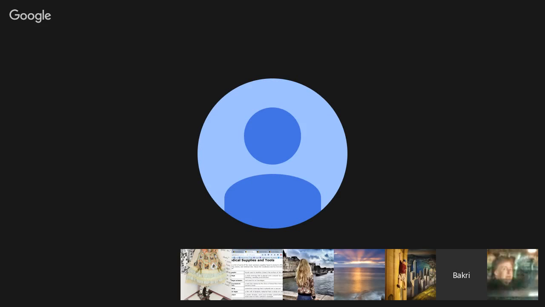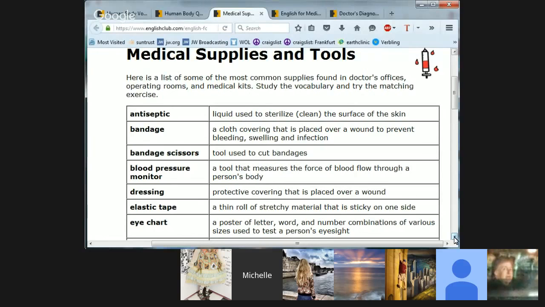Antiseptic, liquid used to sterilize, clean the surface of the skin. Bandage, a cloth covering that is placed over a wound to prevent bleeding, swelling, and infection. Very good, nice. And Jose, can you read the next two for us?